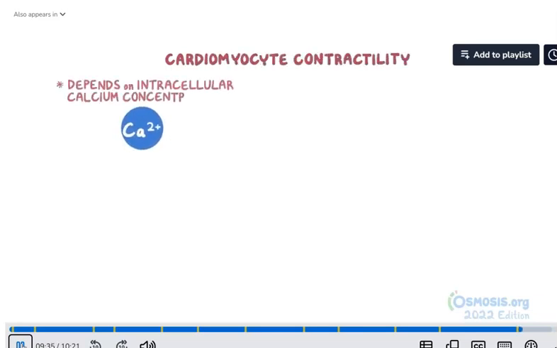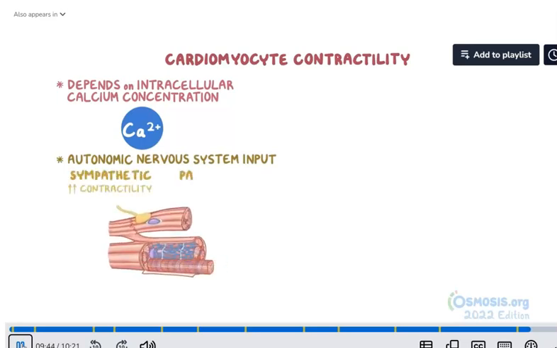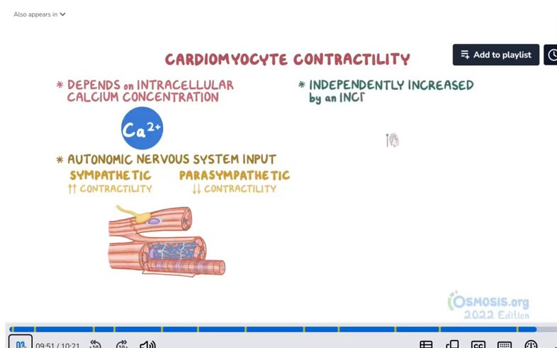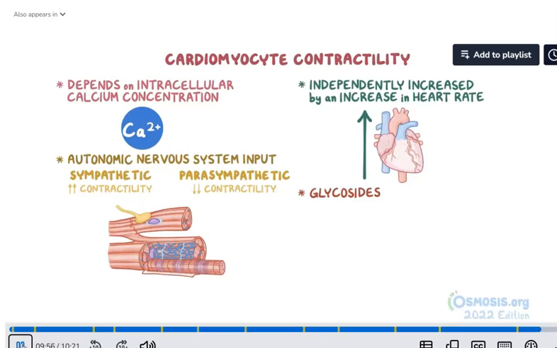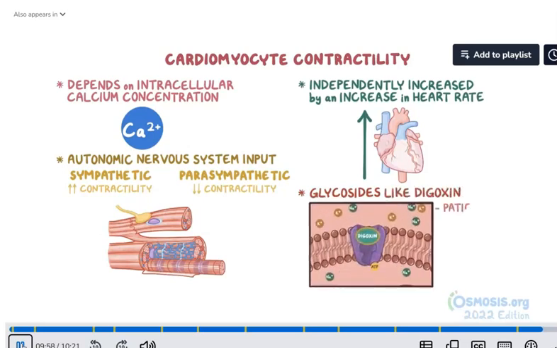All right, as a quick recap, cardiomyocyte contractility depends on intracellular calcium concentration. This concentration can be modified by autonomic nervous system input, where sympathetic activation increases contractility and parasympathetic activation decreases contractility. Contractility can also be increased independently by an increase in the heart rate. And finally, a class of drugs called glycosides, like digoxin, can be used by patients who need some extra help with contractility, like those with heart failure.